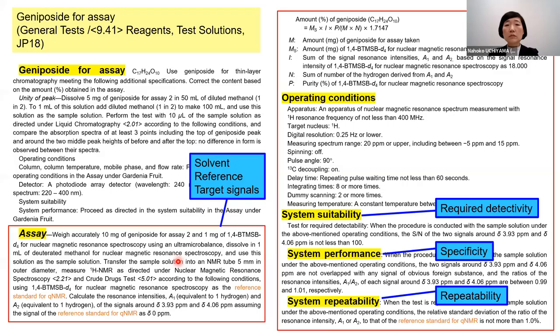Here, as an example, the content of a quantitative reagent, namely geniposide for assay, is shown. In the assay paragraph, the solvent, the reference standard for QNMR, target signals, etc., are described. Additionally, the operating conditions are shown, and the required detectability for system suitability, specificity in system performance, and repeatability in system repeatability are regulated.